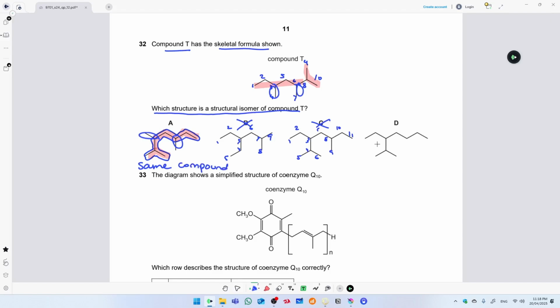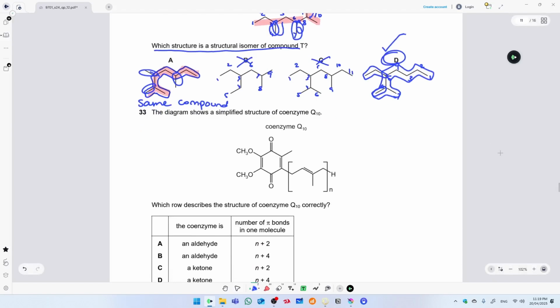Let's look at D. The parent chain is 1, 2, 3, 4, 5, 6, 7. So it has maybe this parent chain. And then the branching on it, there is one branch here, and then there is another ethyl here. But here there are only methyls, there is no ethyl. So this has a different branching, so it does have a different structural formula. But this one has all ethyl just like compound T basically. So it's the same compound, but D is a structural isomer indeed.